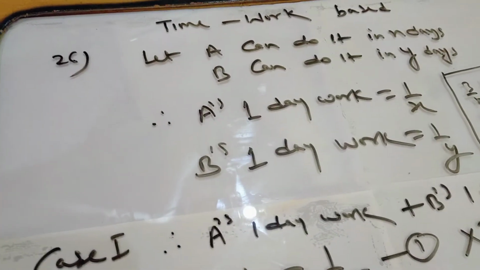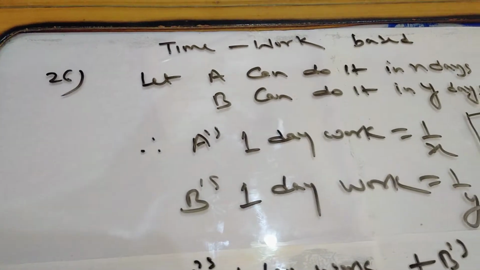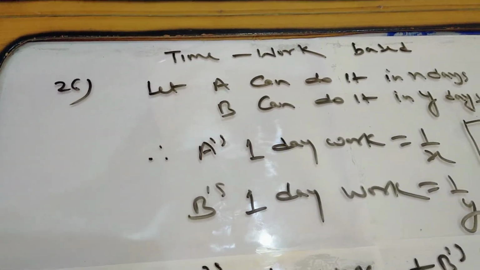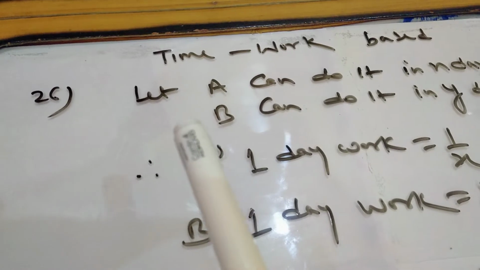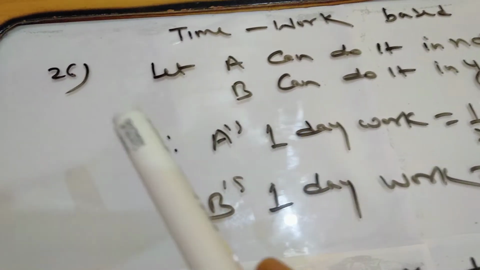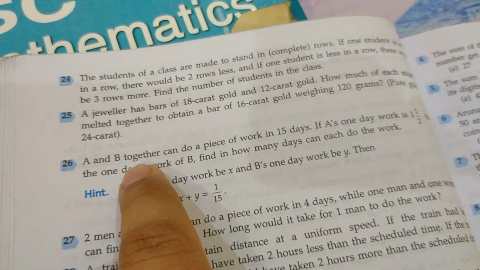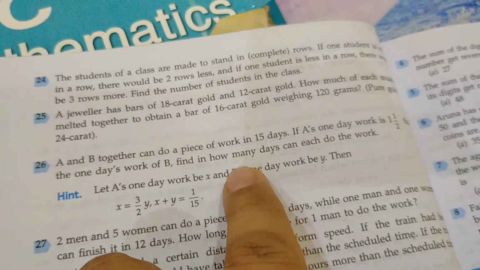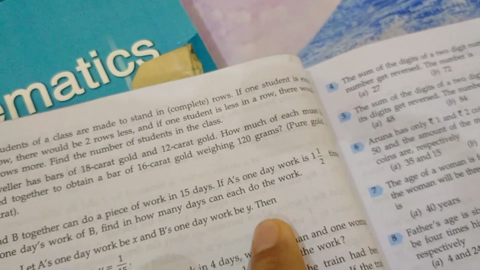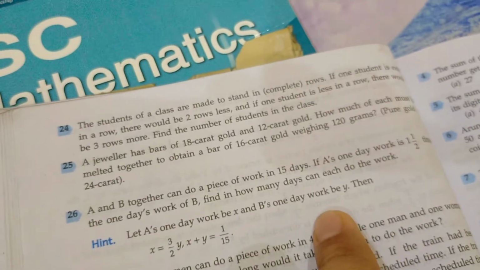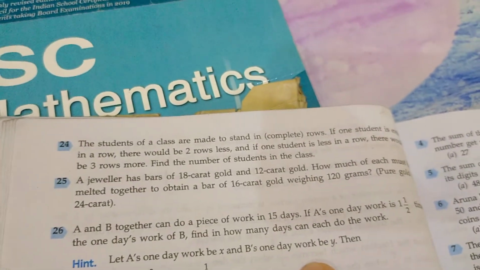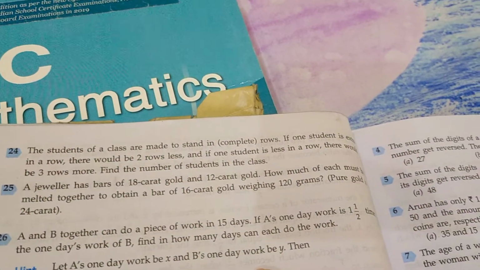Now students, see one more type here, time and work based type. Here we are taking question number 26. In question number 26 basically they have given a hint, but we are doing the question in a different way. It is given that A and B can do the work in 15 days. A's one day work is 1.5 times the one day work of B. Find in how many days each can do the work.